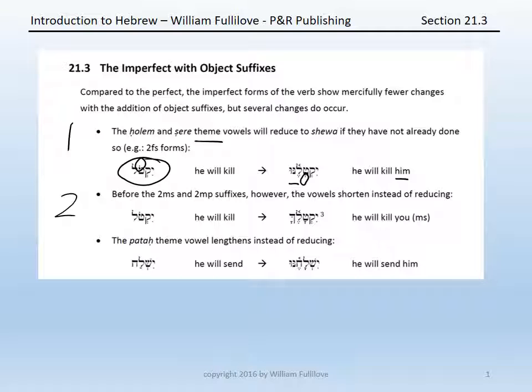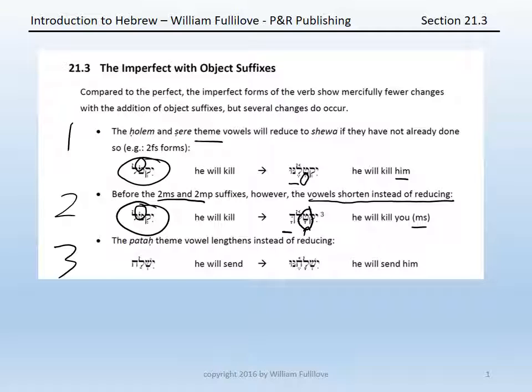Second, before the second masculine singular and second masculine plural suffixes, a theme vowel like the holum or tsere will shorten instead of reducing. We have yiktol, he will kill, but with the addition of the masculine singular suffix ka, we have yiktolecha. Note that this here is a kametz hatuf. It is a shortened form of the holum, the O sound, even though it appears to break the rules of when a kametz hatuf can be used.